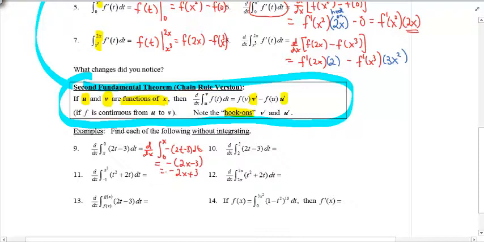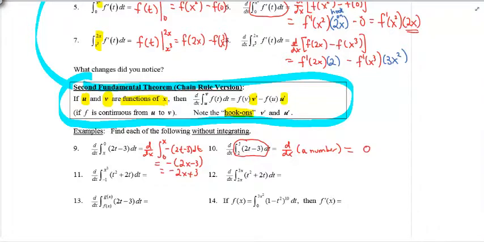Okay. 10's interesting because they're both numbers. So you're integrating from a number to a number. The derivative of that, well, notice that this part will just be a number. So if I ask you to take the derivative of a number, the derivative of a number, of course, just equals 0. So the derivative of a definite integral here is just equal to 0. Okay.